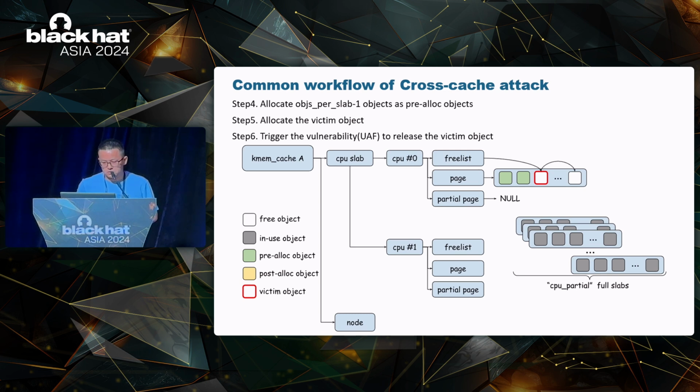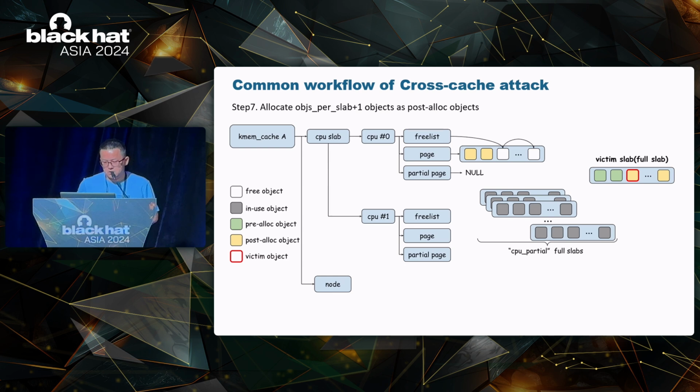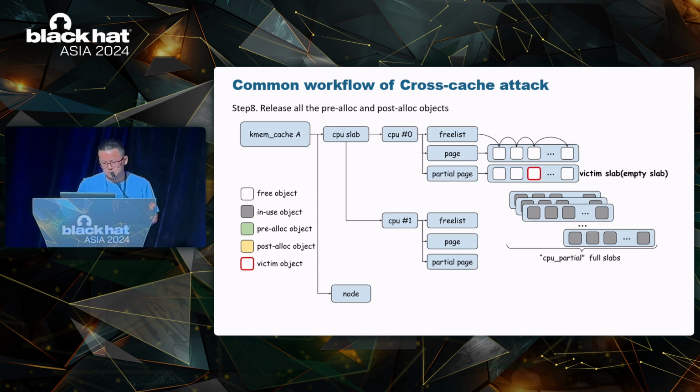Step 6, trigger the vulnerability to release the victim object. And step 7, allocate objects per slab plus 1 objects as post-alloc objects. After this, we can make the victim slab a full slab. And in step 8, release all the pre-alloc and post-alloc objects. This step would put the victim slab into partial list and also make sure the victim slab becomes empty.